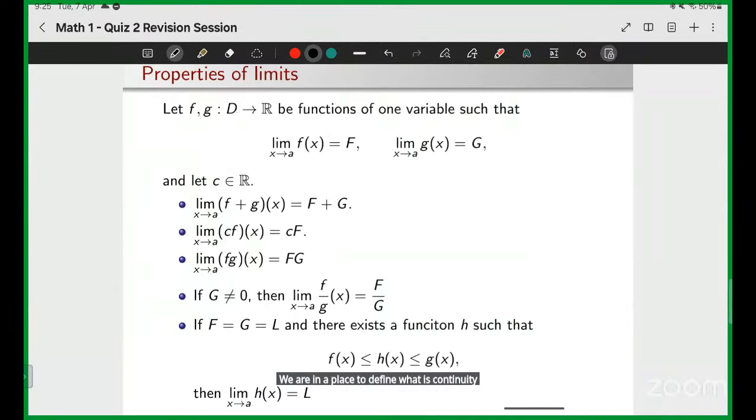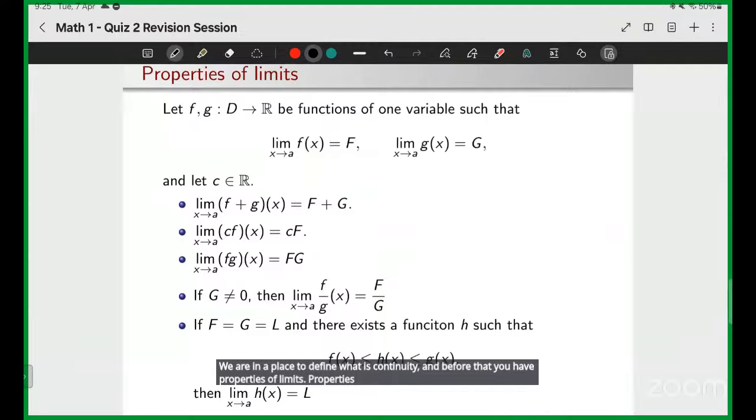Before that, you have properties of limits. Once again, sums of limits behave in a good way, as do scalar multiples, products, quotients, and the sandwich lemma.